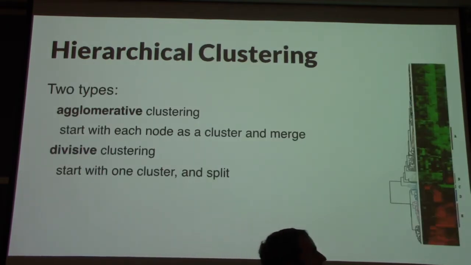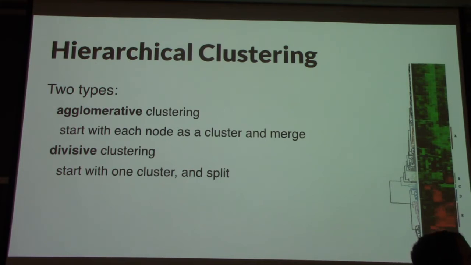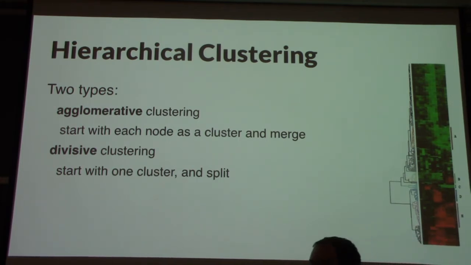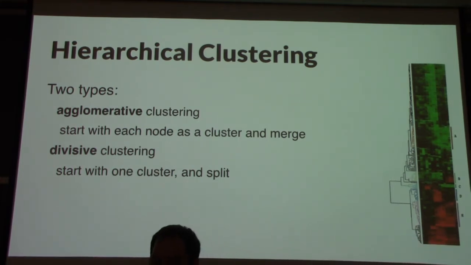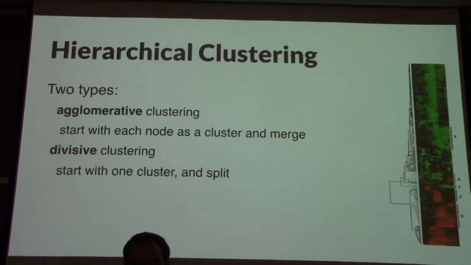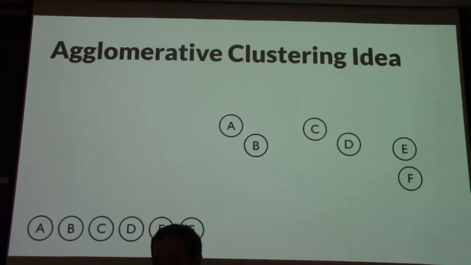Okay, so for hierarchical clustering, there's two big types. There's agglomerative clustering, where you start with each node as a cluster and merge, and then divisive clustering, where we start with one cluster and split. And I'll just be illustrating agglomerative clustering. And so I wanted to draw this.